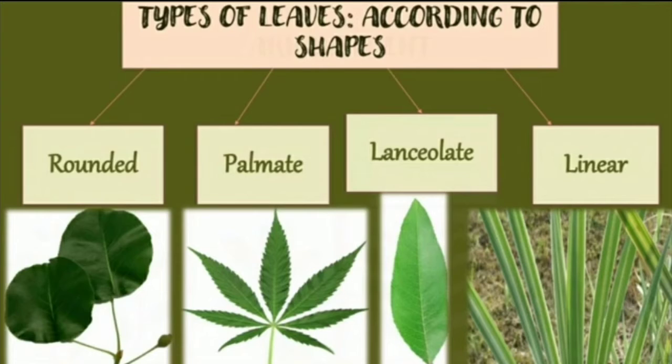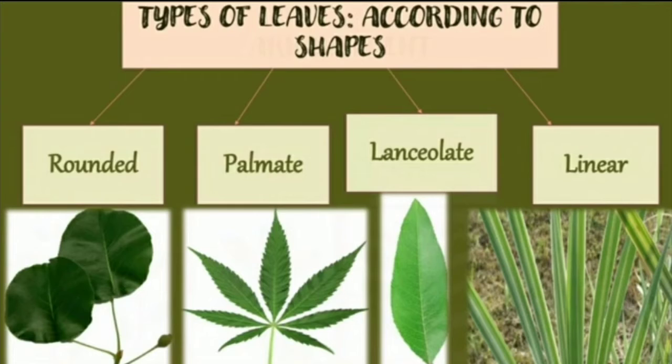According to the shape, leaves are rounded, palmate, lanceolate, linear. Now, what are rounded leaves? You can see in the picture. That means the shape of the leaf is round, isn't it? Next is palmate. What do you mean by palmate? A leaf resembling an open hand. As you can see in the picture of a palmate leaf, you can compare it to an open hand, right?